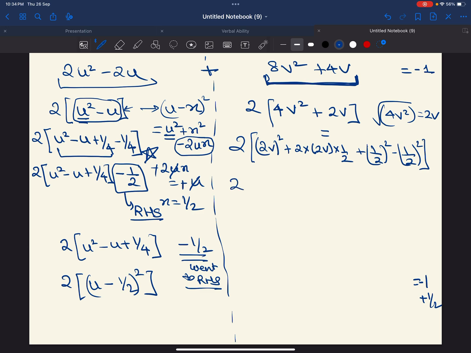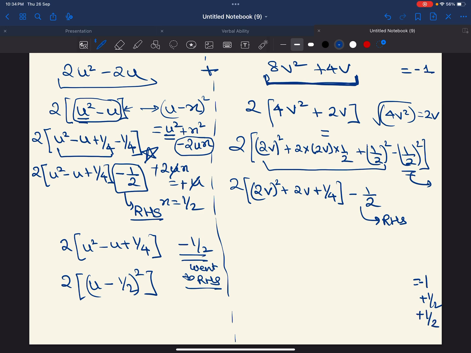Now we take these three terms in one place: 2v whole square plus 2v plus 1 by 4. We take this out of the bracket, so this becomes minus 1 by 2. Again, this will go to RHS, in which we'll add half again to RHS. What this becomes is 2 times 2v plus 1 by 2 whole square. Right? Now the total overall equation looks something like this.